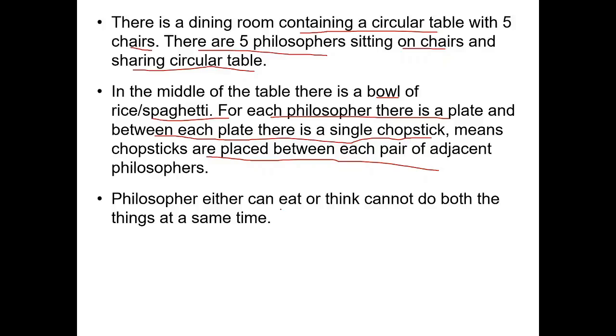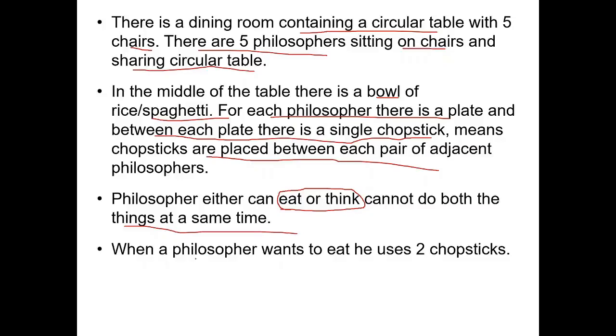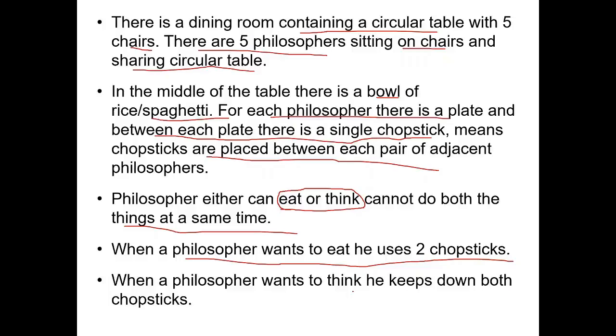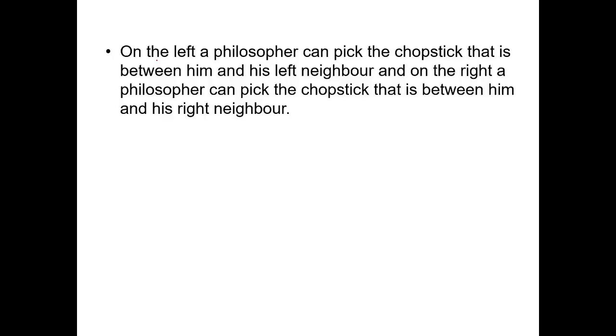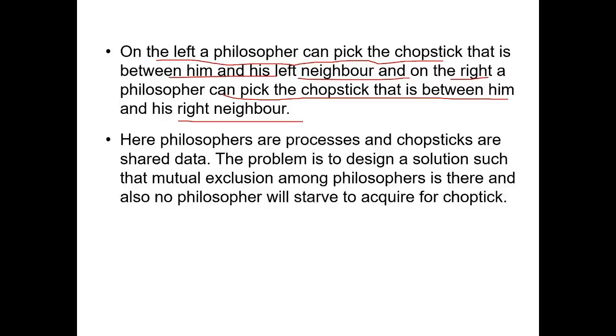Philosophers can either eat or think, but cannot do both things at the same time. When a philosopher wants to eat, he uses 2 chopsticks. When a philosopher wants to think, he keeps down both chopsticks. On the left, a philosopher can pick the chopstick that is between him and his left neighbor, and on the right, a philosopher can pick the chopstick that is between him and his right neighbor.